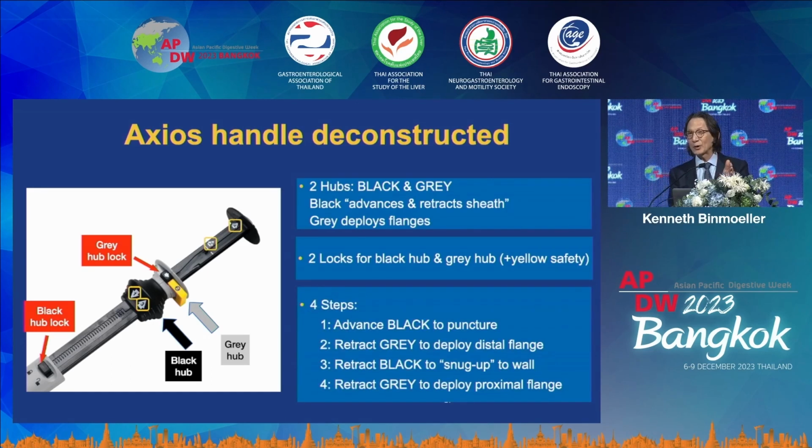And then we have the 4 steps, and we even printed those 4 steps on the handle themselves just in case the endosonographer gets flustered and forgets. So we advance the black to puncture, we retract the gray to deploy the distal flange, we retract the black to snug up to the wall, and then we retract the gray to deploy the proximal flange. I'm sure you're all familiar with those steps.